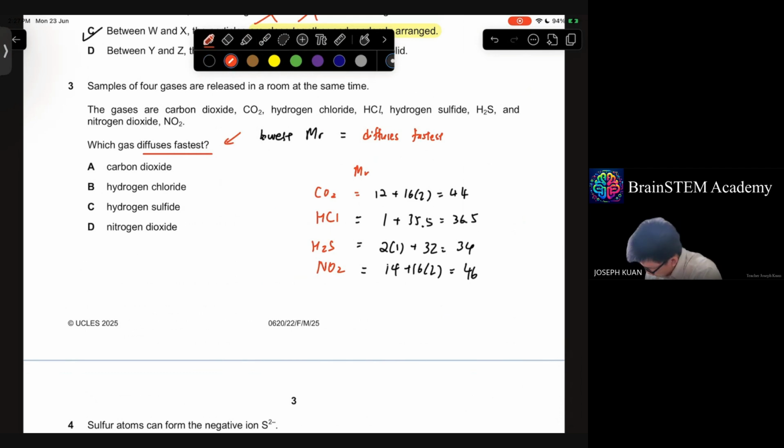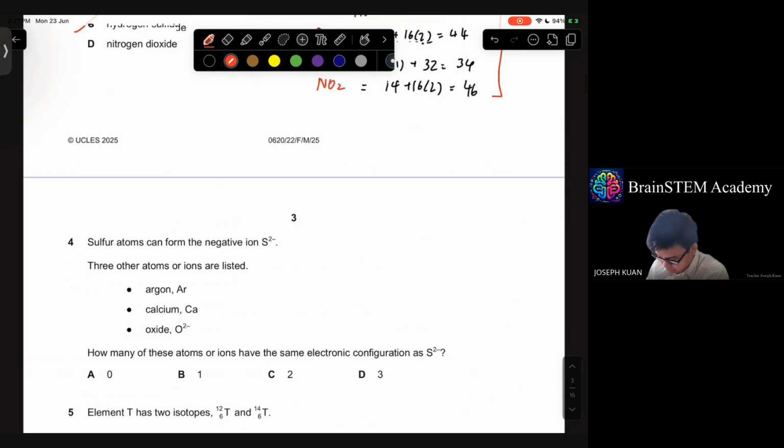So out of the gases, it will be our hydrogen sulfide that is the lightest out of all the molecules. Right? Out of all, hydrogen sulfide has the least Mr. So the answer for this question is C for cat.